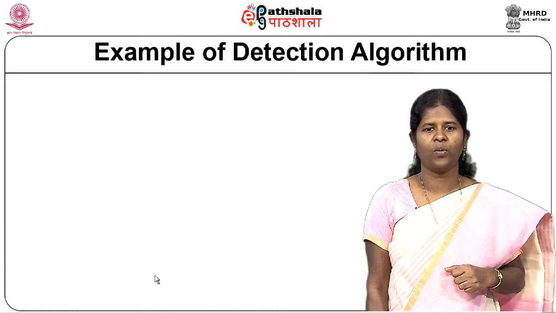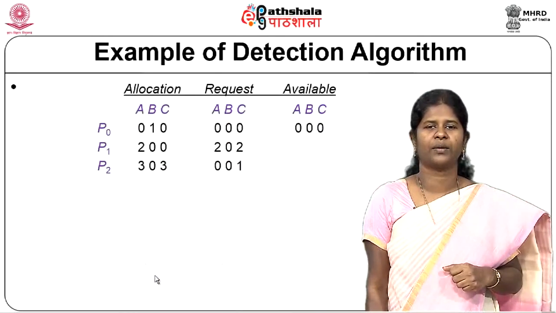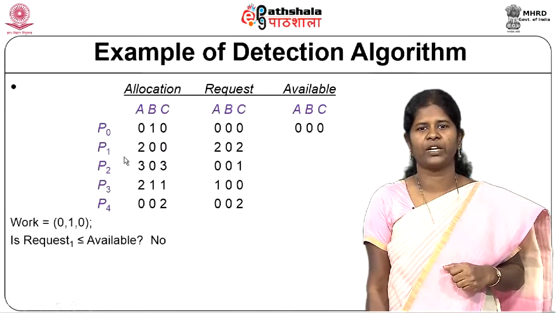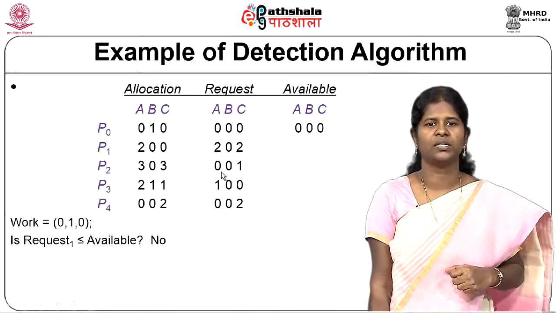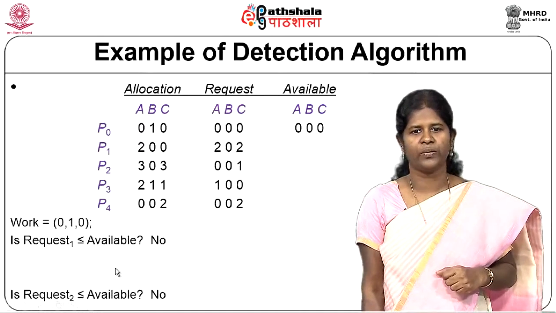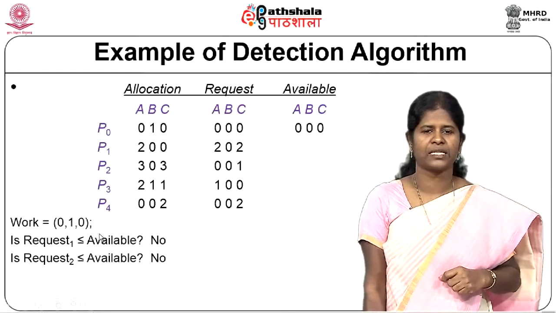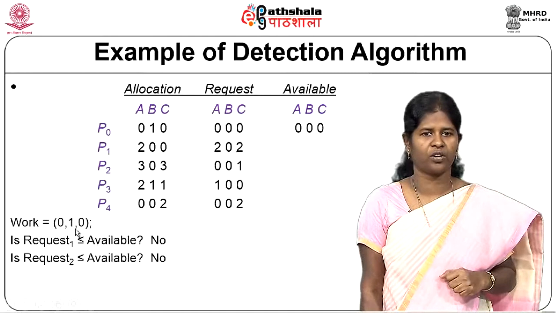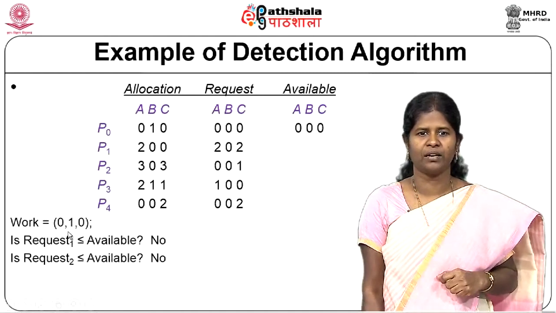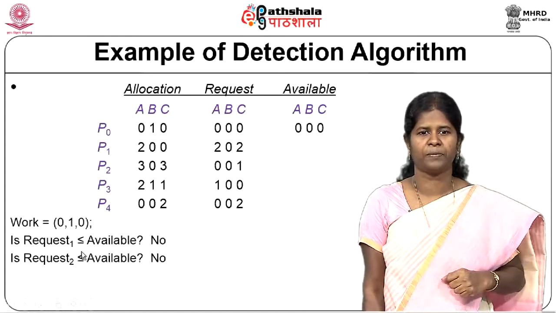Now, with 0 1 0, we try to find out if we can allocate the requests of the other processes. First we check if the request of P1, 2 0 2, can be satisfied, but that is not less than or equal to what is available. So we move on to the next process, P2. We check if 0 0 1 can be satisfied from 0 1 0, and that also cannot be satisfied, because you need one more instance of C, and here there is only one instance of B, no instance of A, and no instance of C available.